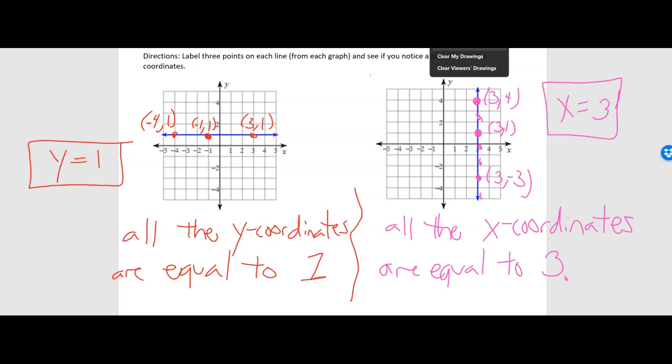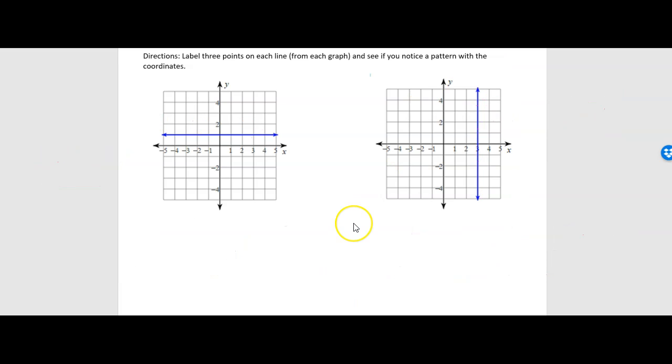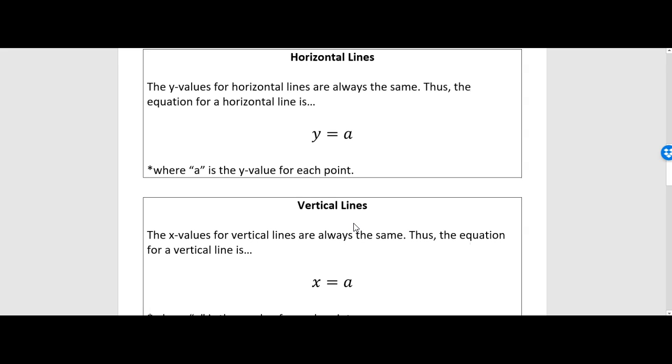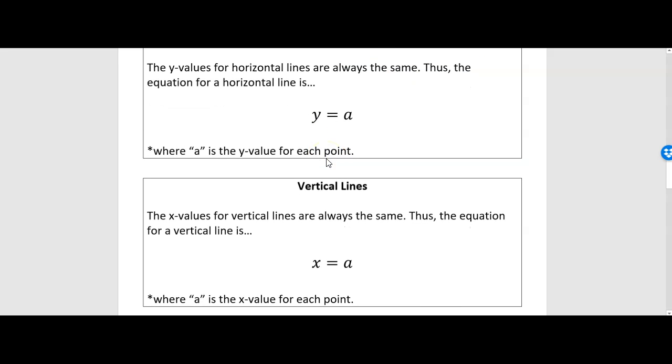Let's put this in a bit more formal terms. We'll do some quick practice problems and then we'll be done. So for horizontal lines, the y values are always the same. Thus, the equation for a horizontal line is y equals a, and a is going to be that value that's the same for all of the points, just like in our example on the left from up above. For vertical lines, the x values are always the same, and the equation is going to look like x equals a, where a is that number that is the same for each x coordinate.